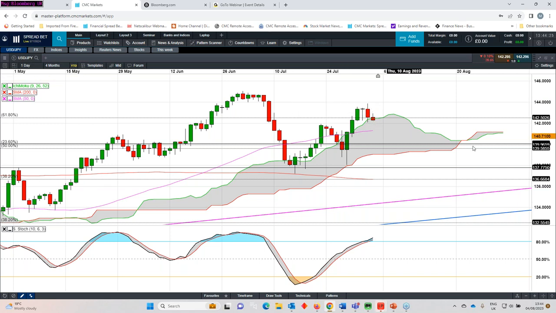If we drift back below 142, which has so far held the sell-off from the peaks just below 144, we could see prices move back into the cloud, retest the 50-day moving average, and then test the bottom end of this cloud, which is currently around about 139.